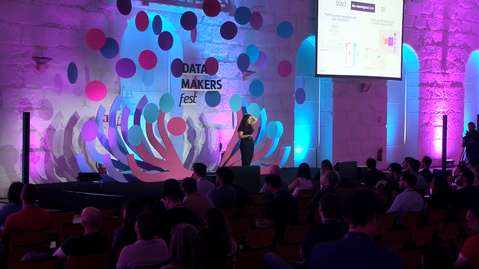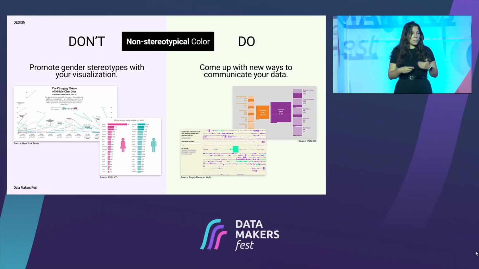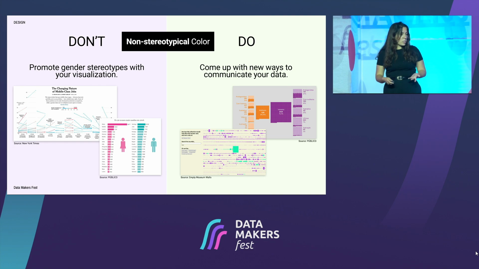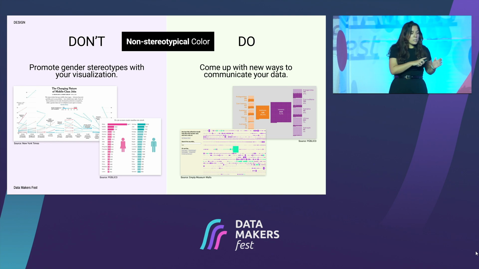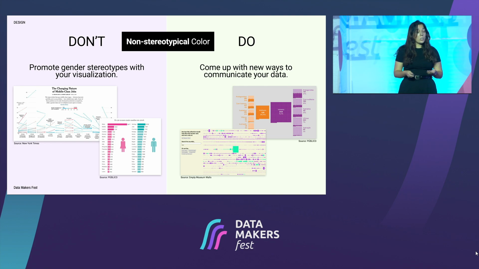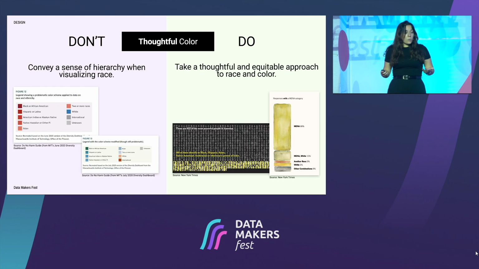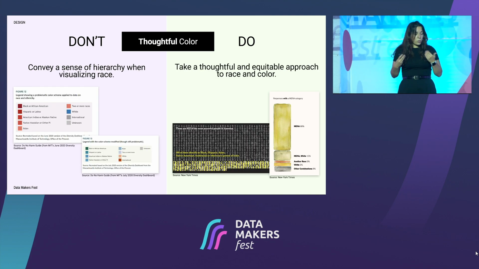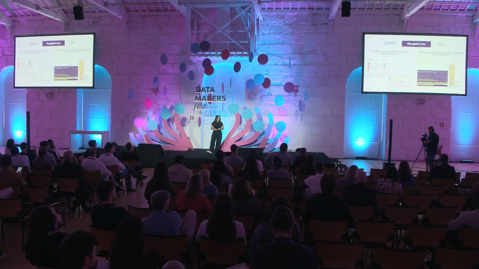Then I want to talk about two things that really concern me and make me think about data visualization and the use of color, which has to do with non-stereotypical use of color. In the past, we were seeing some important media promoting gender stereotypes with visualizations, using pink for women and blue for men. And we are seeing a shift to different approaches to visualizing gender. I think that's really interesting, and that's a responsibility of the practitioner. The second one has to do with thoughtful color when visualizing race, being aware of the needs color-wise and being mindful about that.